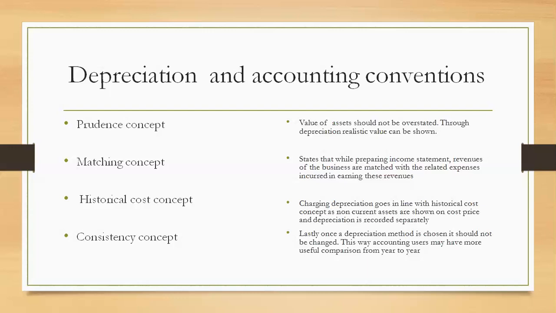Okay, moving on, historical cost concept, it states that assets should be shown at their original cost price in balance sheet and provision should be shown separately. That's why assets are shown at original cost price and there is a separate account called provision account for that particular asset. Over there we calculate depreciation. So this concept is directly applied on depreciation.